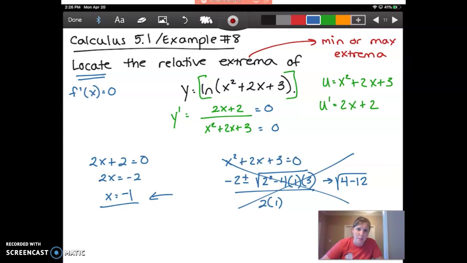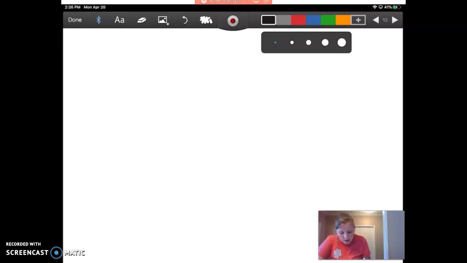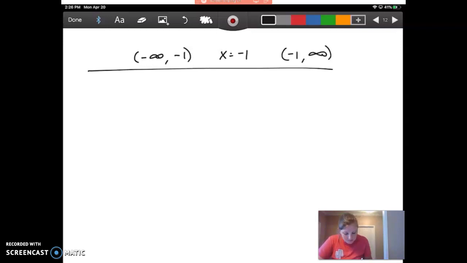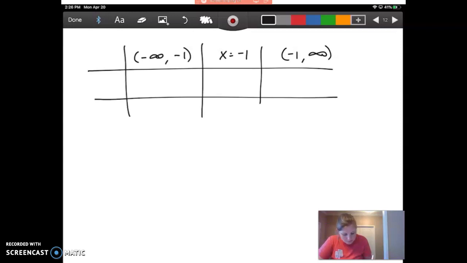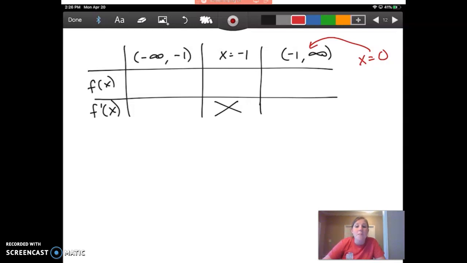Now we're going to set up the chart to determine if it's a minimum or a maximum. So the chart is where you have, you can say, from negative infinity to negative 1, x equals negative 1, and then negative 1 to positive infinity. Then we have f of x and f prime of x. In order to determine whether it's going to be a minimum or a maximum, I choose a number in one of the intervals. You guys know how much I love my favorite number ever, which is 0. So if I allow x to equal 0, that's in the interval to the right of negative 1. I'm going to plug it into the first derivative because I'm testing the first derivative.